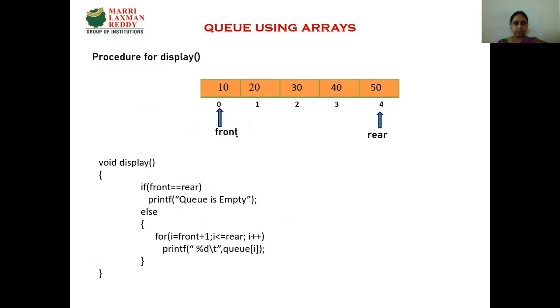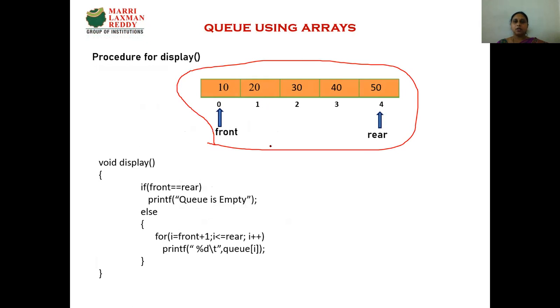Now the procedure for display. This is the situation we are in. Now front is pointing to the 0th location and rear is pointing to the 4th location. Now I want to display all the elements present in the queue. For that, initially we verify the condition front equal to rear, that is, whether the queue has elements or not. At the starting itself we verify. If the queue is empty, we are unable to display the elements. That's why we do this.